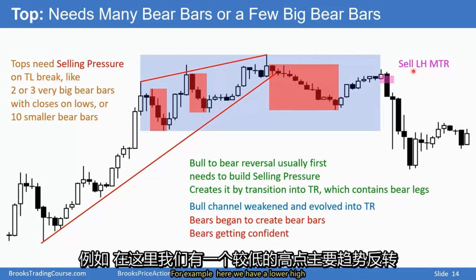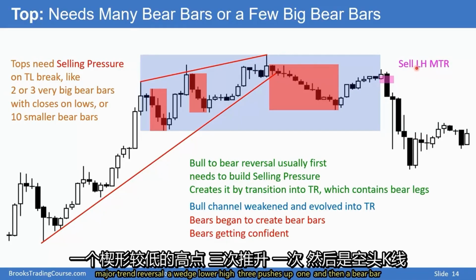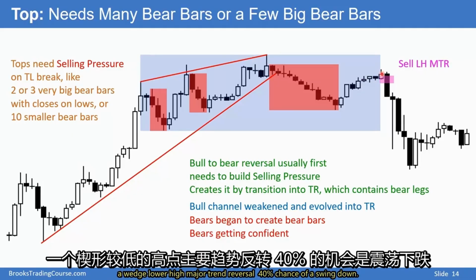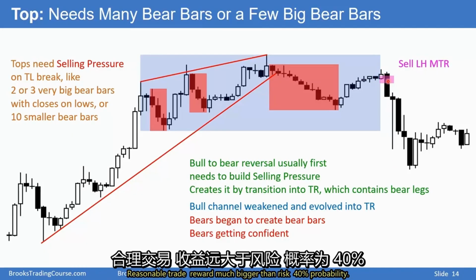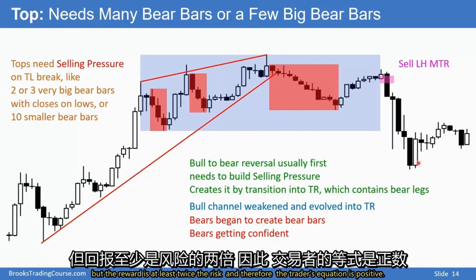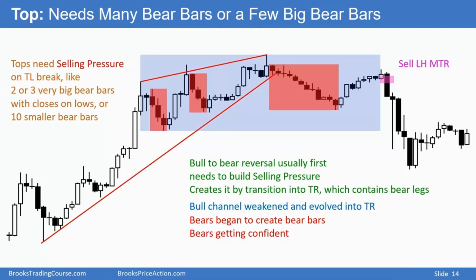For example, here we have a lower high major trend reversal, a wedge lower high, 3 pushes up, 1, and then a bear bar, and then 2, and a bear bar, and then 3. A wedge lower high, major trend reversal, 40% chance of a swing down. Reasonable trade, reward much bigger than risk, 40% probability. That's what the probability usually is for any major reversal. But the reward is at least twice the risk, and therefore the trader's equation is positive.